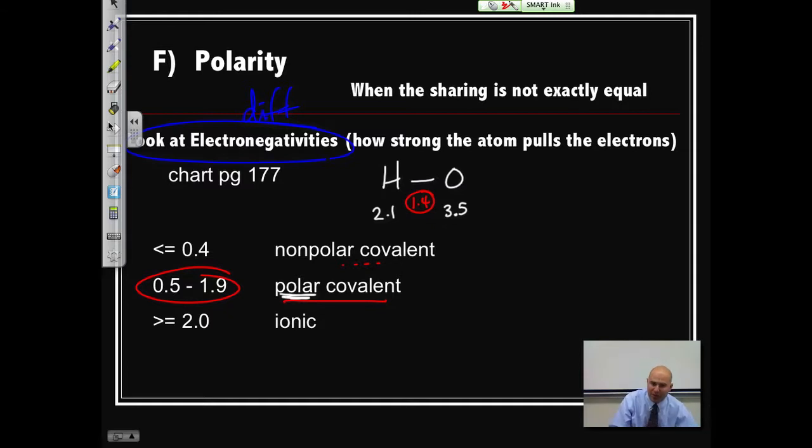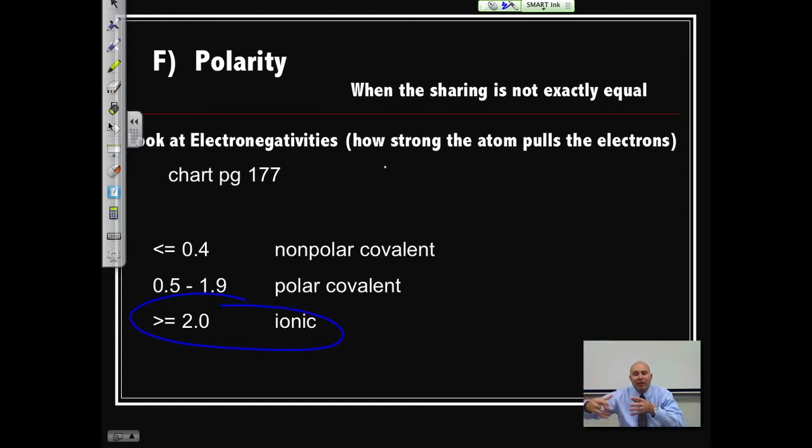The way that we represent if there's any kind of polarity is we draw an arrow towards the one that's pulling harder, towards the oxygen. And then we put a little line through it. So it's an arrow with a dash through it. What that dash represents is it's pulling more towards the oxygen, but it's still being held on to by the hydrogen. Okay? If we have a difference in electronegativity of greater than 2.0, then that means there's so much pull that it actually gains the electron and the other one loses it, and we'd have an ionic compound.